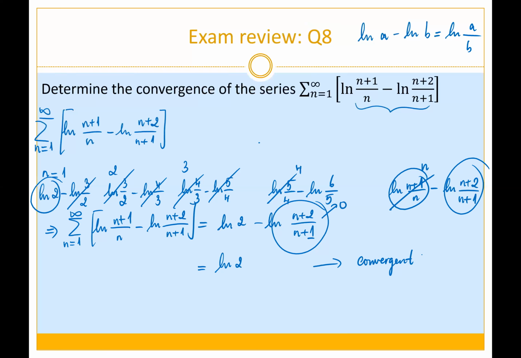Are there any questions so far with what we did here? Isn't that ln of 4 over 3? Why is it ln of 4 over 3? Okay, let's go to the next question.